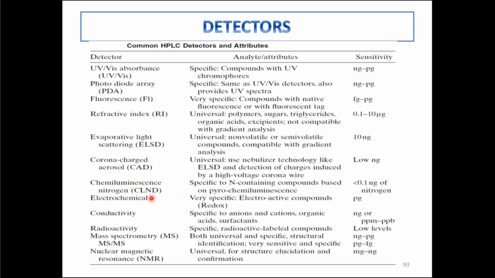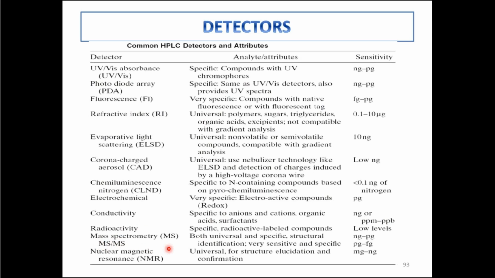Then you have chemiluminescence, nitrogen, electrochemical detectors, conductivity detectors, radioactivity detectors. Of course, you know it's very specific for radioactive labeled compounds. Conductivity means there should be ions, so specific to anions, cations. Electrochemical is also very specific, only to electroactive compounds, that is, redox compounds only.